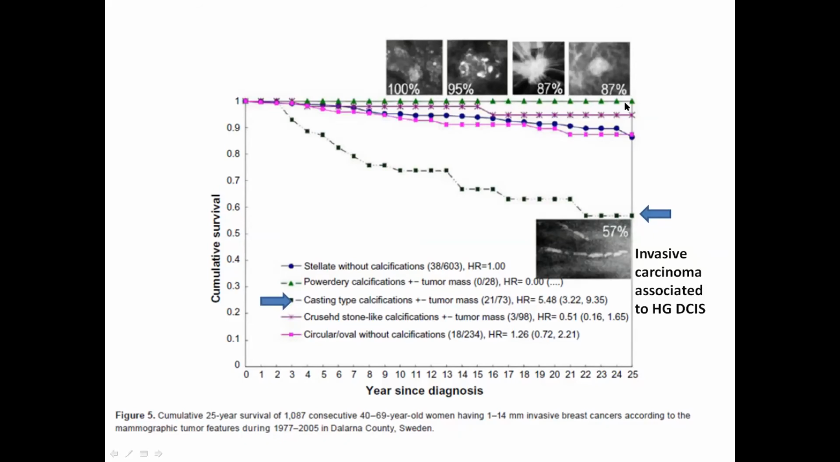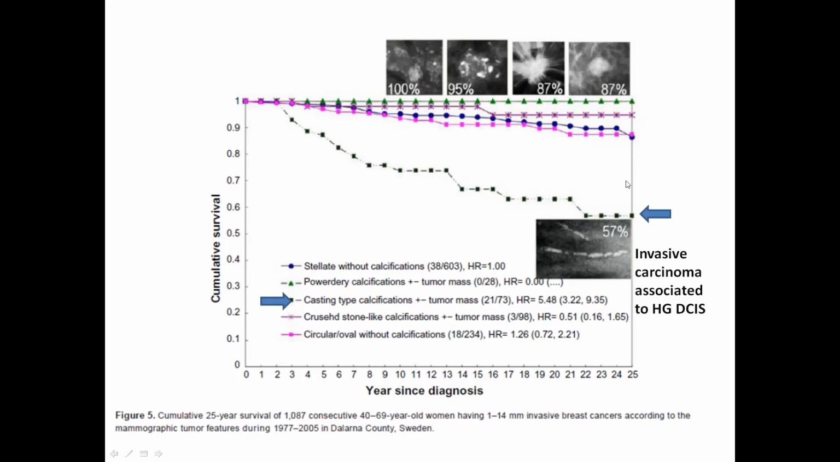Some of them were all alive and well. Of course you have a risk of death in more aggressive cases, but you have more than 90% of the patients alive and well after 25 years. That means that you have the possibility to really cure these patients. But look what happened to the cases related to high-grade DCIS. After 25 years, only 57% of patients alive and well. 57 compared to more than 90%.